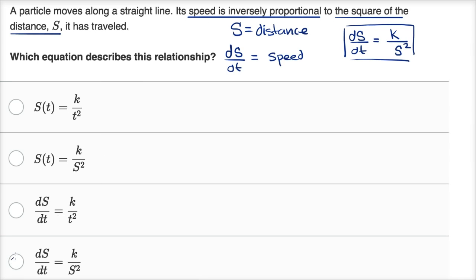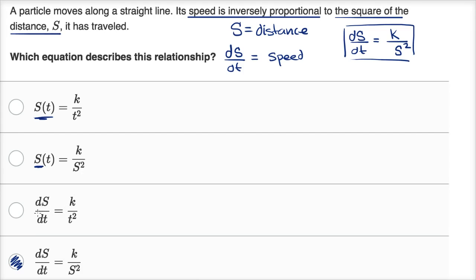Well, actually, this one is exactly what we wrote. The speed, the rate of change of distance with respect to time, is inversely proportional to the square of the distance. Now, just to make sure we understand these other ones, let's just interpret them. This is saying that the distance, which is a function of time, is inversely proportional to the time squared. That's not what they told us. This is saying that the distance is inversely proportional to the distance squared. That one is especially strange.